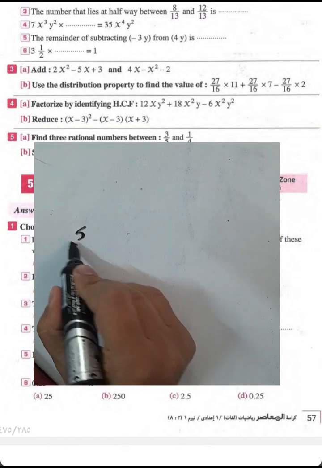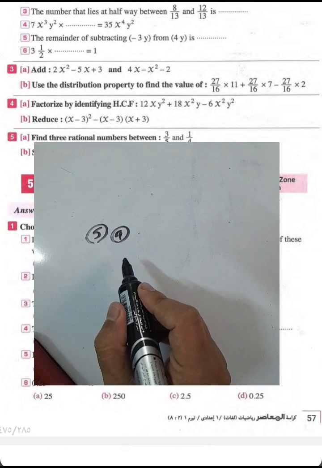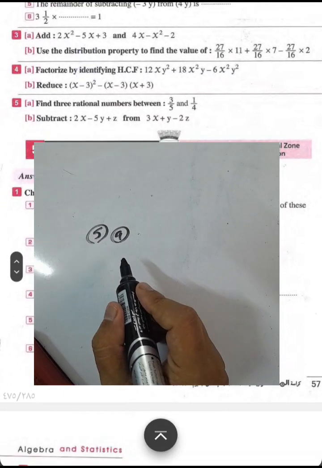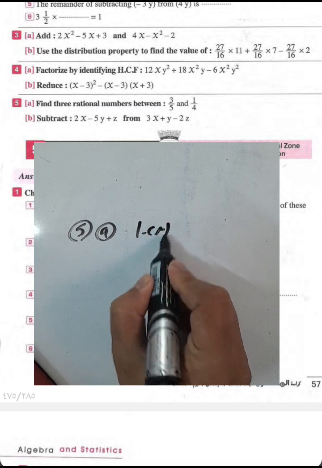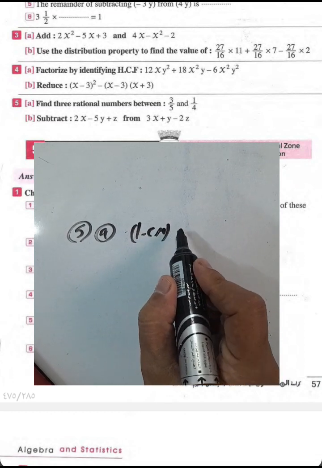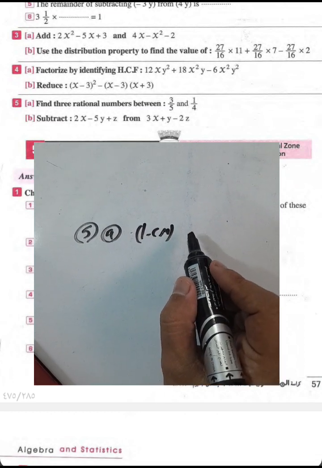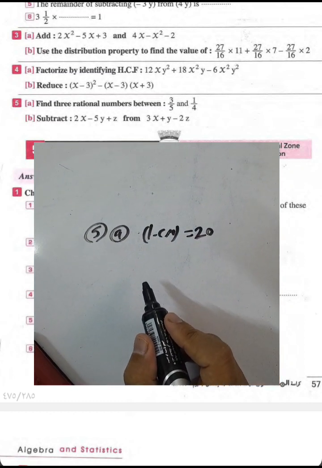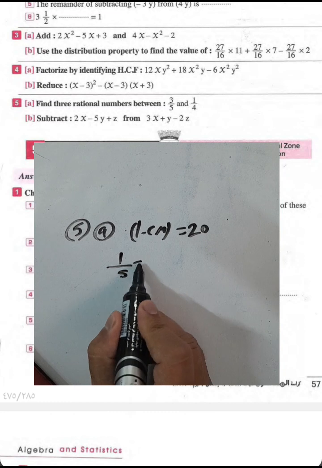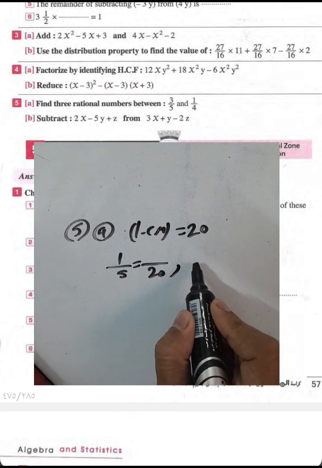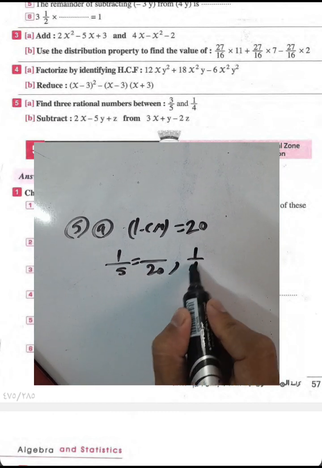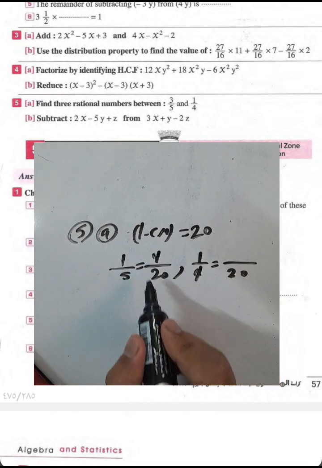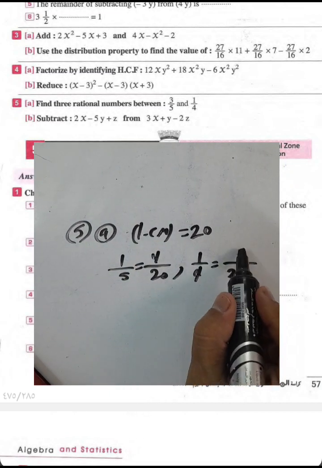Question 5, letter A. Find three rational numbers between 3 over 5 and 4. We can write the least common multiple first, between the two denominators 5 and 4. We call those relatively prime numbers. The least common multiple between the two denominators will be 20. And then we write 1 over 5, write 20 in the denominator, and write 4, write 20 in the denominator. 4 times 5 equals 20, 4 times 1 equals 4, 4 times 5 equals 20, 1 times 5 equals 5.